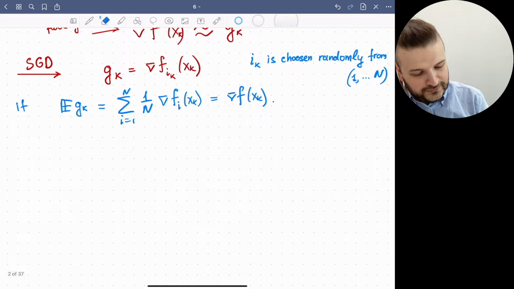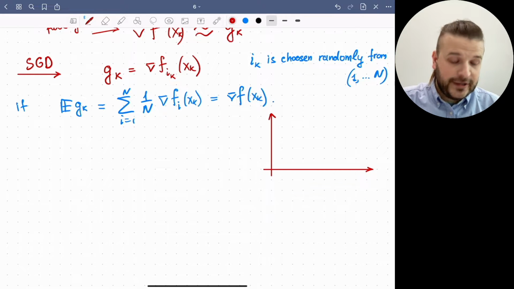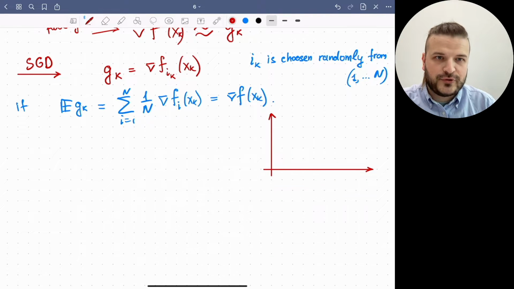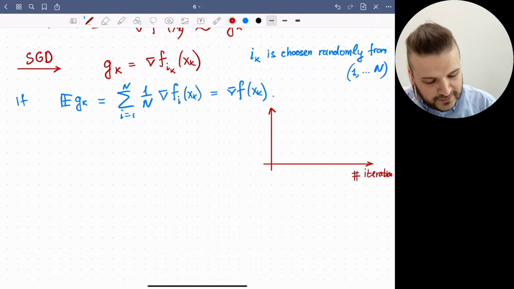And if you compare the convergence of this algorithm with the original gradient descent in terms of the number of iterations. Okay, what does it mean? That's the number of iterations. That's the function value.